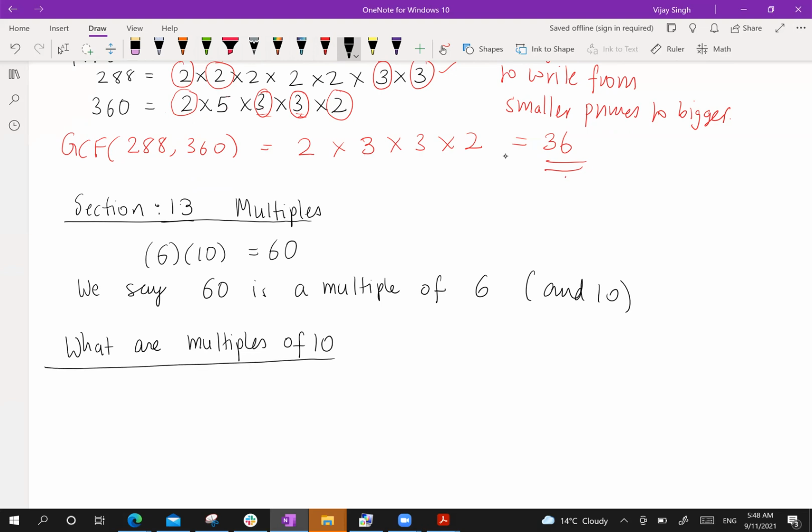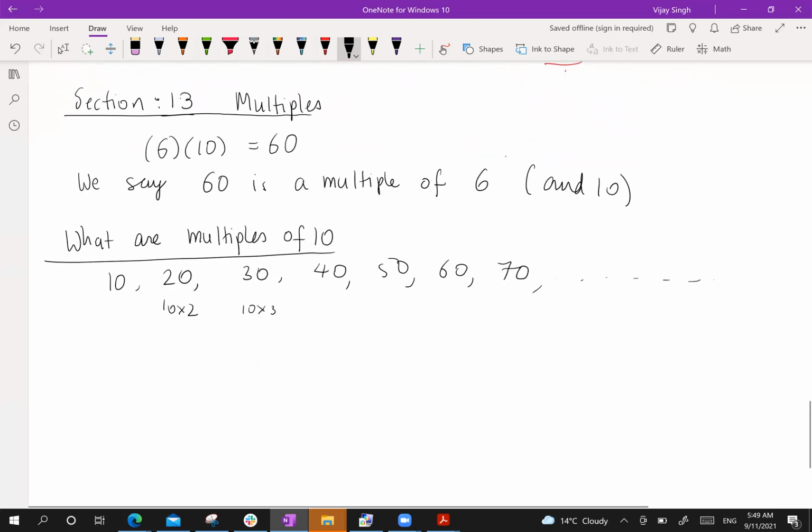Let's see. So, well, 10 is a multiple of itself, 10 times 1. 10 times 2 gives me 20, so 20 is a multiple. 10 times 3 gives me 30, 40, then 50, 60, 70, and so on. So this set is an infinite set. It can keep on going forever, right? So multiples, there are many, right? Infinitely many multiples of a number. Okay, so let's do some examples again.